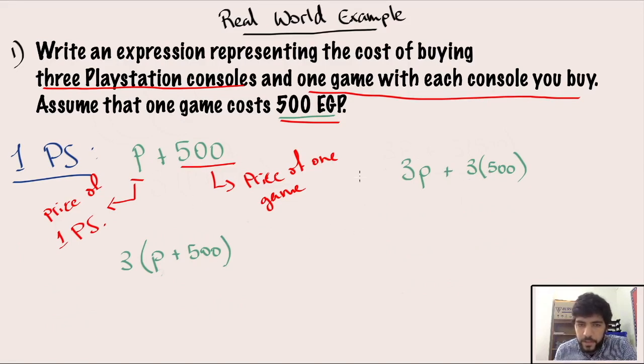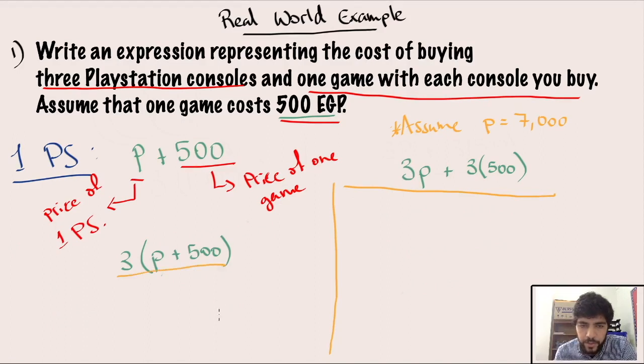Now let's try solving them both. I'm going to assume a price. What if a PlayStation was £7,000? This is just to show you that these 2 expressions are the same. So I'm going to say assume P equals 7,000. Assume a PlayStation costs £7,000. And then we're going to evaluate both of those expressions, replacing the P by 7,000 in this expression and doing the same for this one.